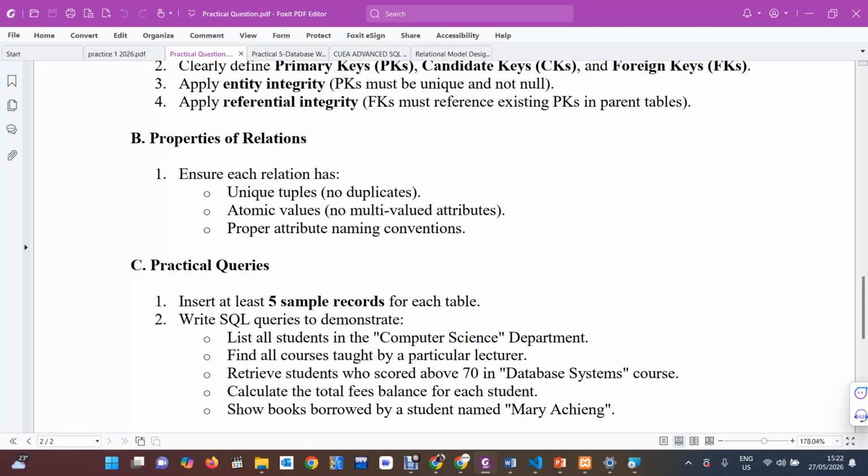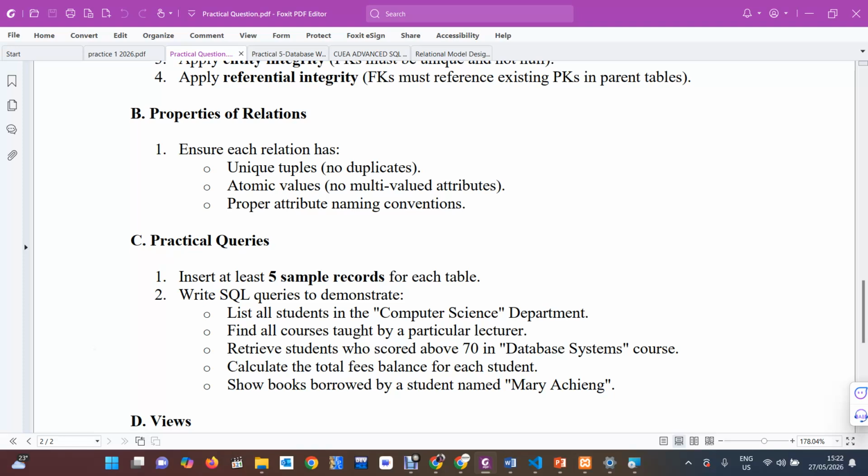B, you have to consider the following properties of the relations. Ensure each relation has one, unique tuples or no duplicates, two, atomic values, no multiple valued attributes, and three, proper attribute naming convention.